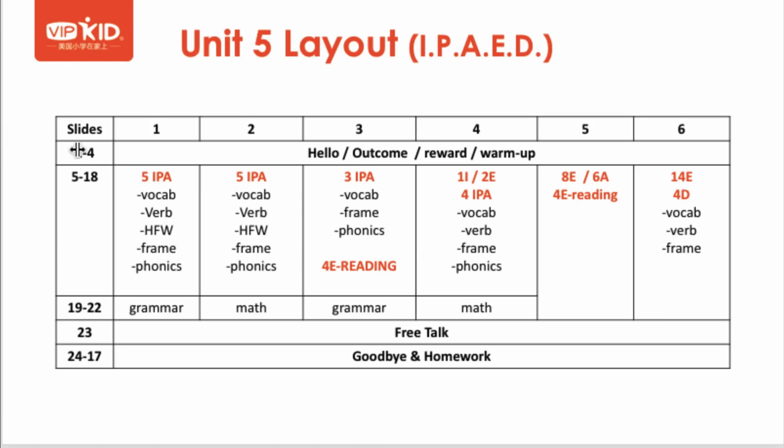And here's how it breaks down into Unit 5 layout for Level 2. So you see all of the lessons 1 to 4 is your hello. It talks about the interactive reward, what the outcomes are, etc. And then every lesson, number 23 has a free talk. And then 24 onward is the goodbye, refer to homework and everything else. Some of the other videos later on will explain a little bit more of what that is.